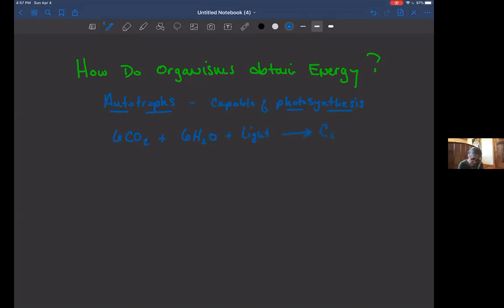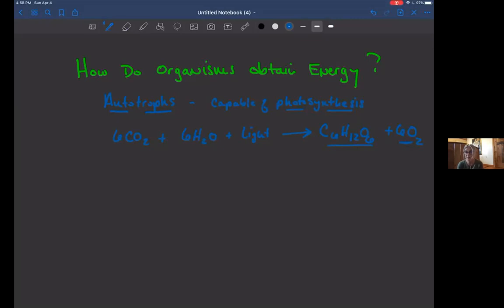So we have C6H12O6 plus 6 O2, oxygen. What is this molecule right here? This is glucose, a carbohydrate. You'll notice that it has 6 carbon, 12 hydrogen, and 6 oxygen. And you'll notice that the byproduct of photosynthesis is oxygen. So it is true when we say that the trees breathe out oxygen so that we can breathe that oxygen in. This is an example of photosynthesis.